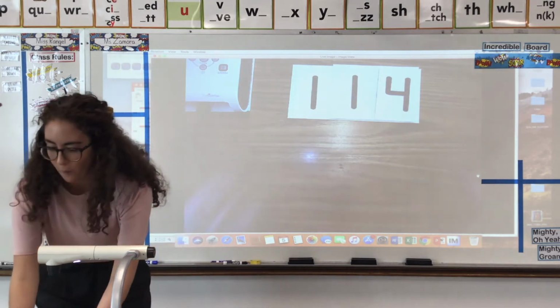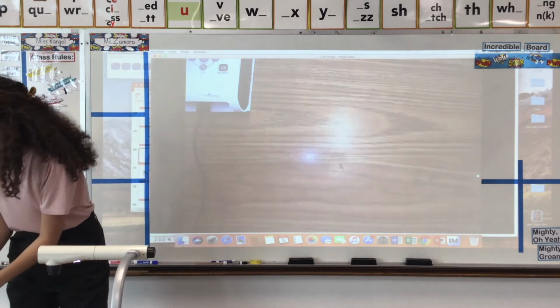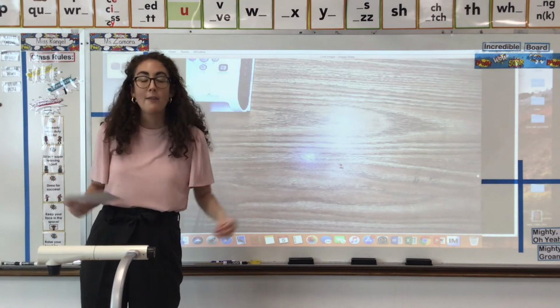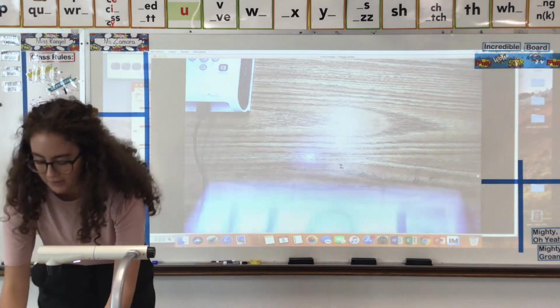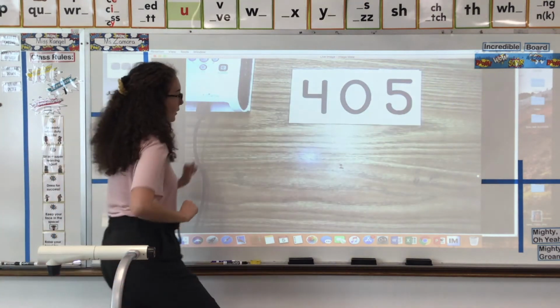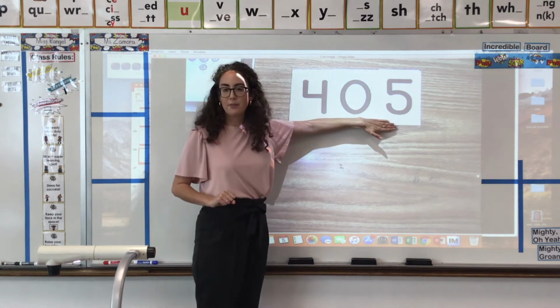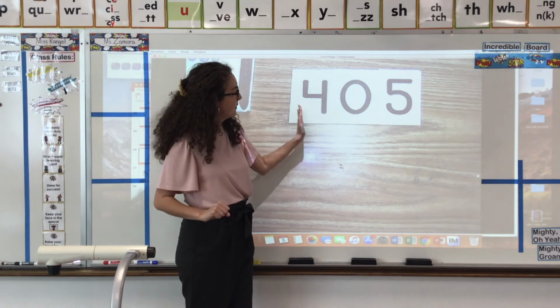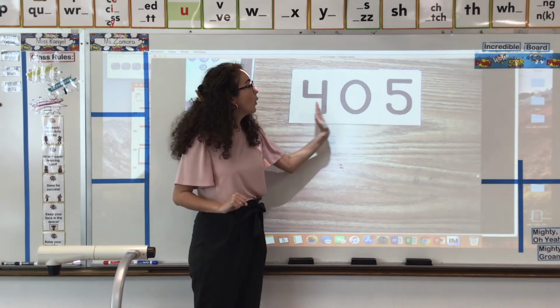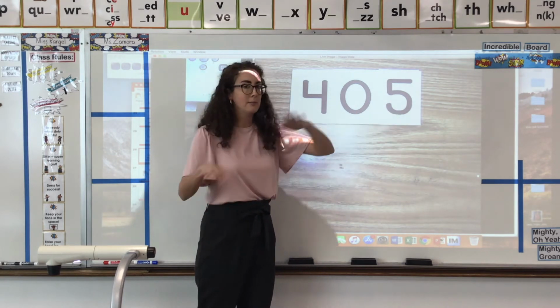Okay, let's look at one more together. This is helping us see how when we break apart the number, there's different values all within it. Okay, let's look at our second one. Can you name this number for me? What number is this? 405. Remember, no "and."